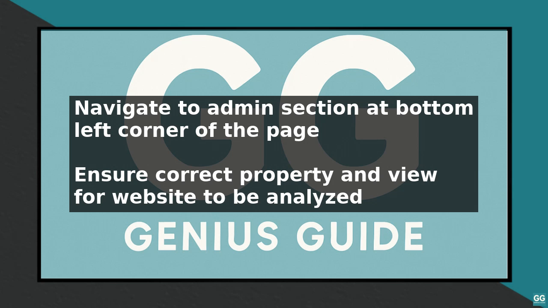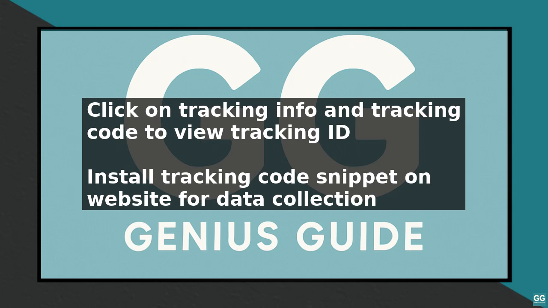To view your Universal Analytics setup, click on the Property Settings link in the Property column. This will show you the basic settings for your property, including the website URL, industry category, and reporting time zone.